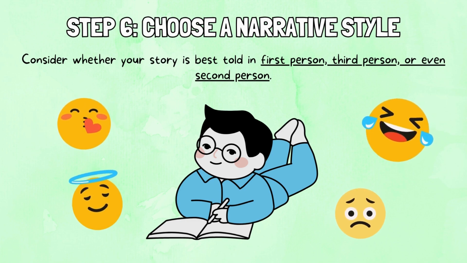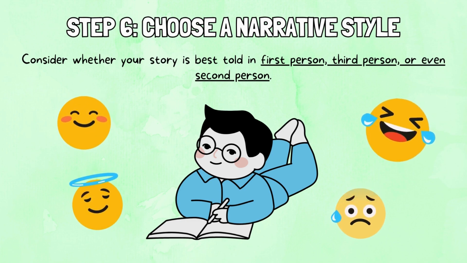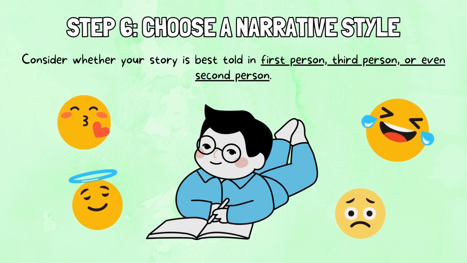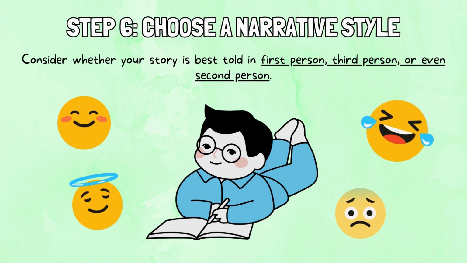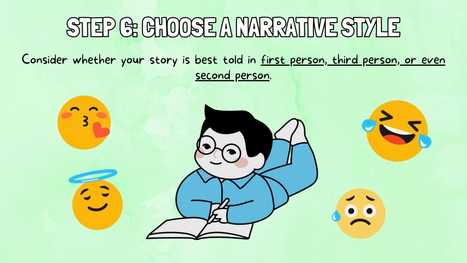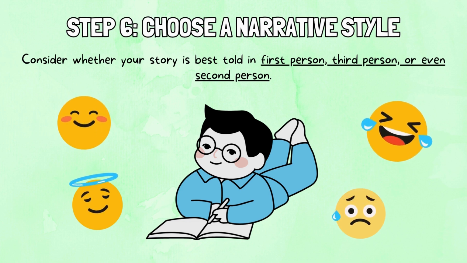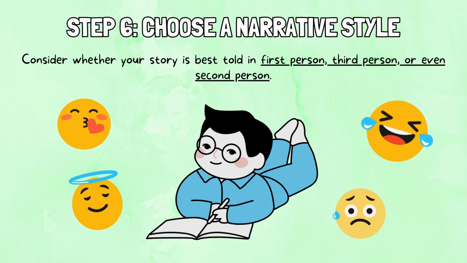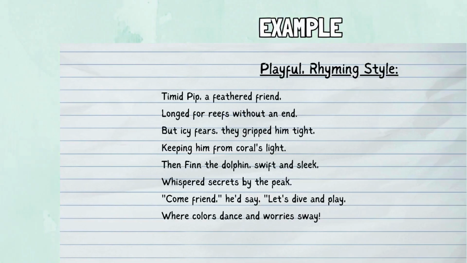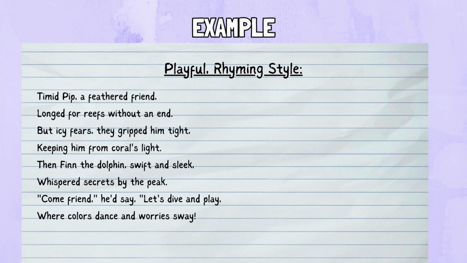Maybe a playful rhyming scheme or rhythmic prose will capture the whimsical spirit of their journey. Experiment with different voices, consider your target audience, and choose the style that best amplifies the emotions, humor, and overall message of your story. Remember, your narrative style is a powerful tool, so use it to make your picture book truly unforgettable. Here's an example of a playful, rhyming style for our picture book.